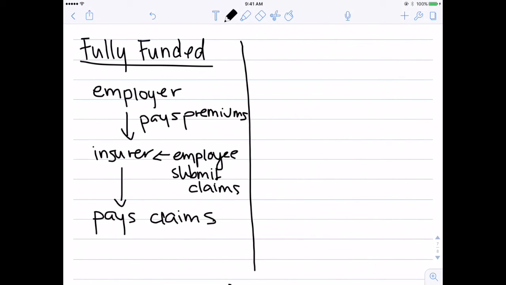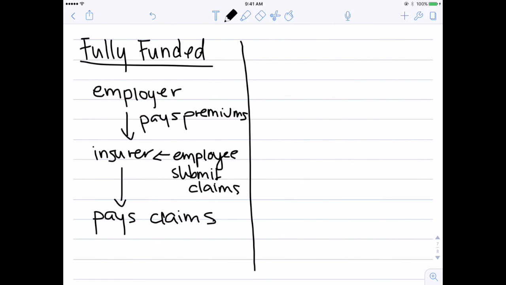But this is our conventional, fully funded group insurance plan, and this is probably how I think most people would think that group insurance would work. The truth is, at one time, this was how almost all group insurance worked. The employer paid the premiums to an insurance company. The insurance company, of course, charges a premium that's enough to cover the amount of claims that are going to be paid, plus a little bit of expenses. And then when the employees submit claims, the insurer pays those claims.